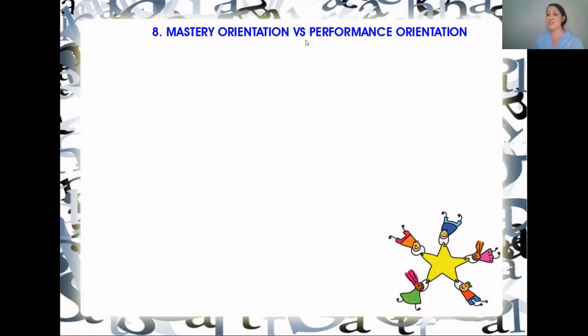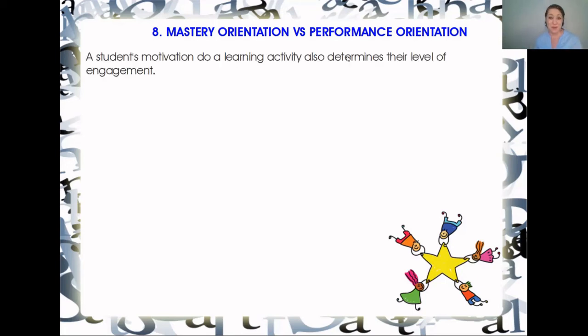Point number 8, and we are starting to wrap up this teacher training, and the next and last point is mastery orientation versus performance orientation. Now this is very important considering that we are teaching students from a very performance driven culture. Now you might be asking me, what in the world does this have to do with engagement? Well, the answer is simple. A student's motivation to do learning determines their level of engagement.